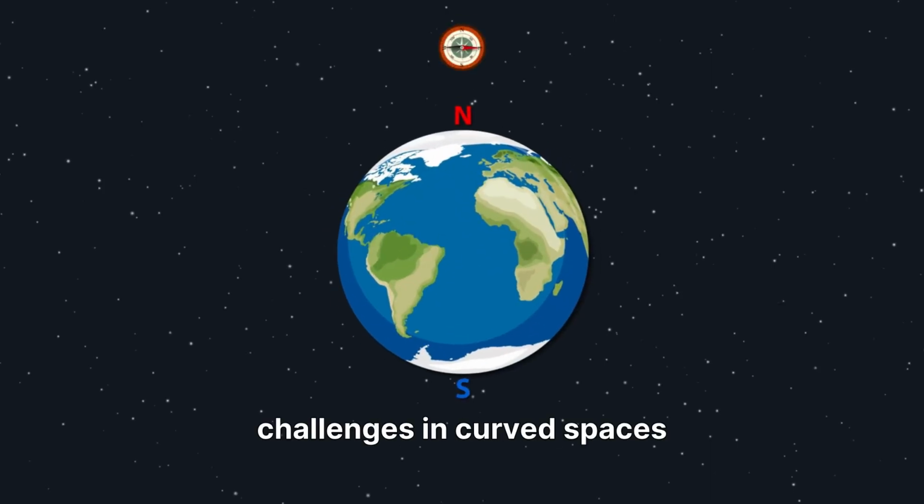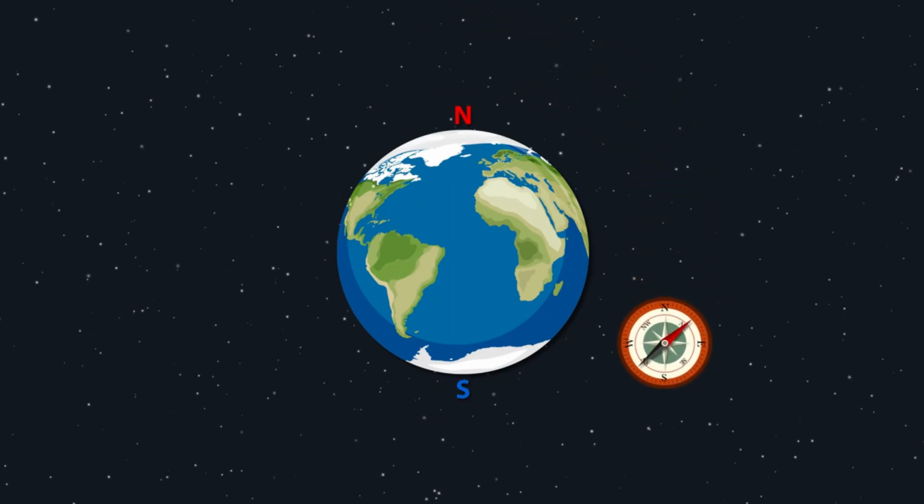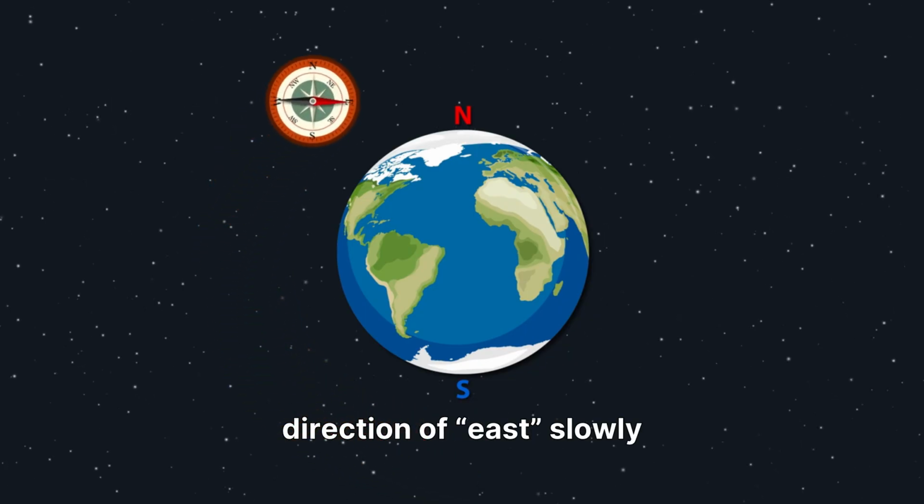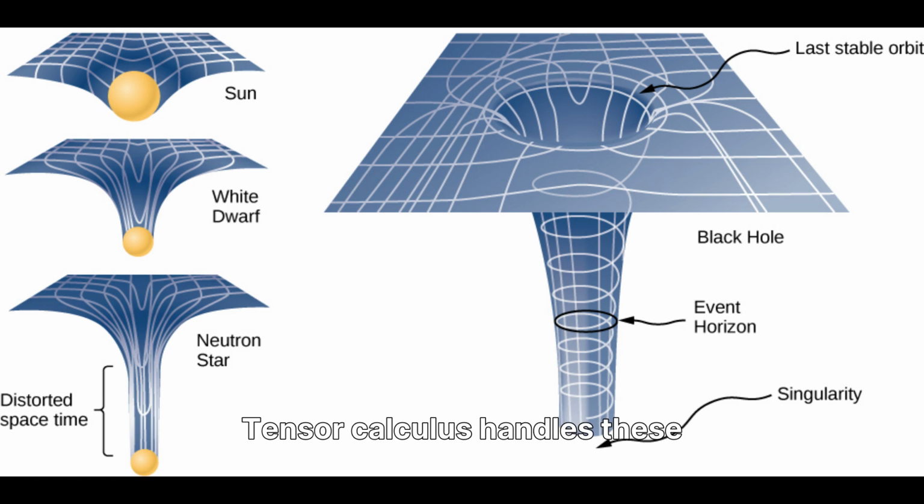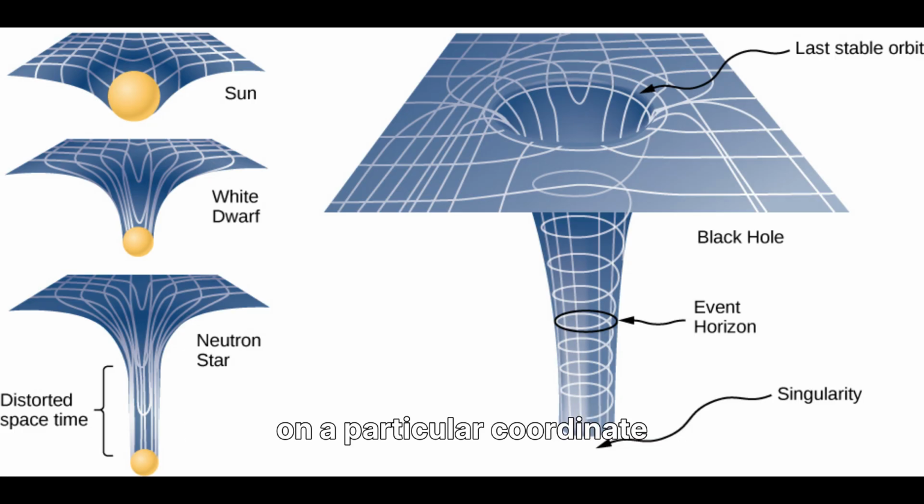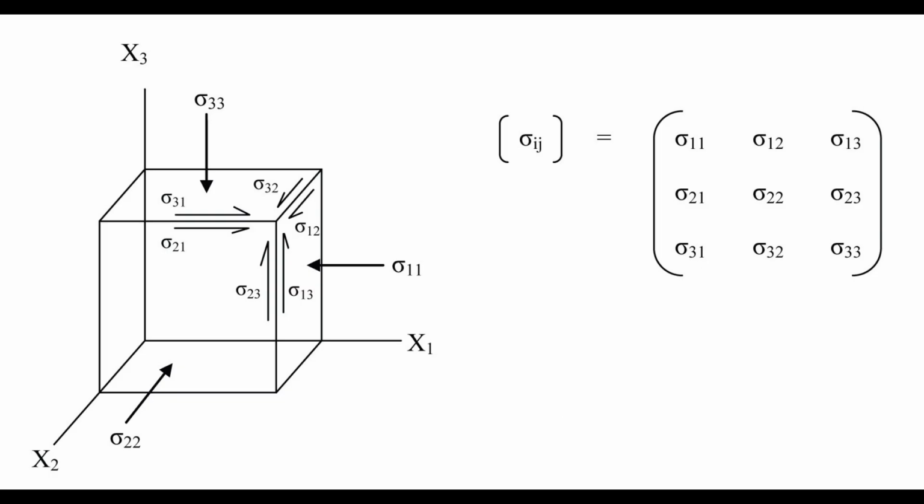One of the key challenges in curved spaces is that directions change depending on where you stand. If you walk straight north on Earth, the direction of east slowly rotates beneath your feet. Tensor calculus handles these shifting directions with a set of rules that carefully track how orientation changes as you move. This allows you to express physical laws, like the motion of planets, without depending on a particular coordinate system or viewpoint. This independence from coordinates is one of the biggest strengths of tensor calculus.